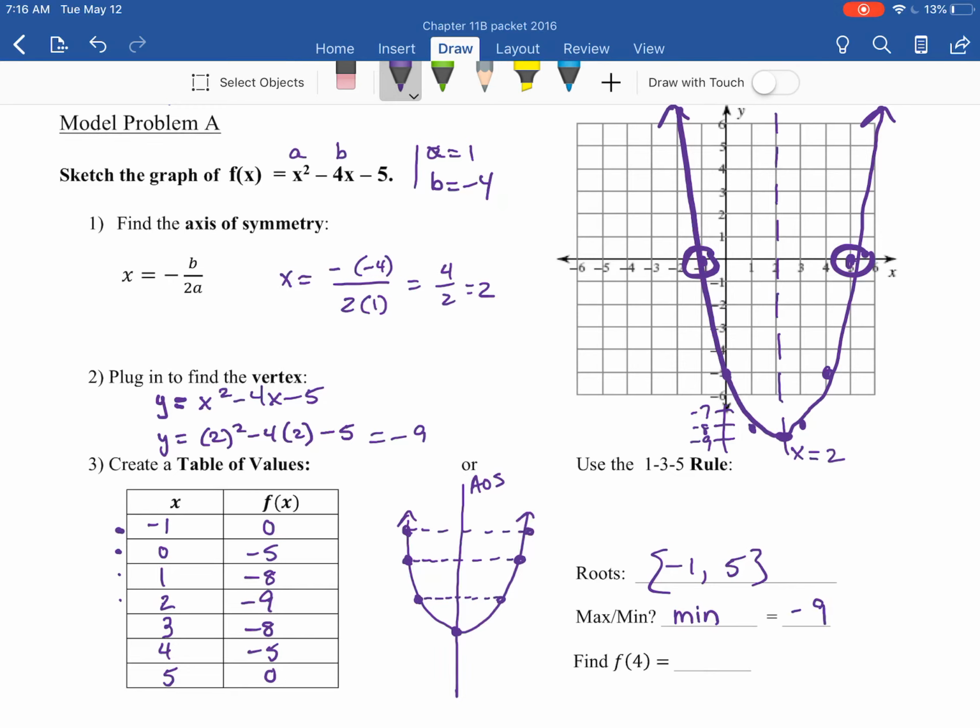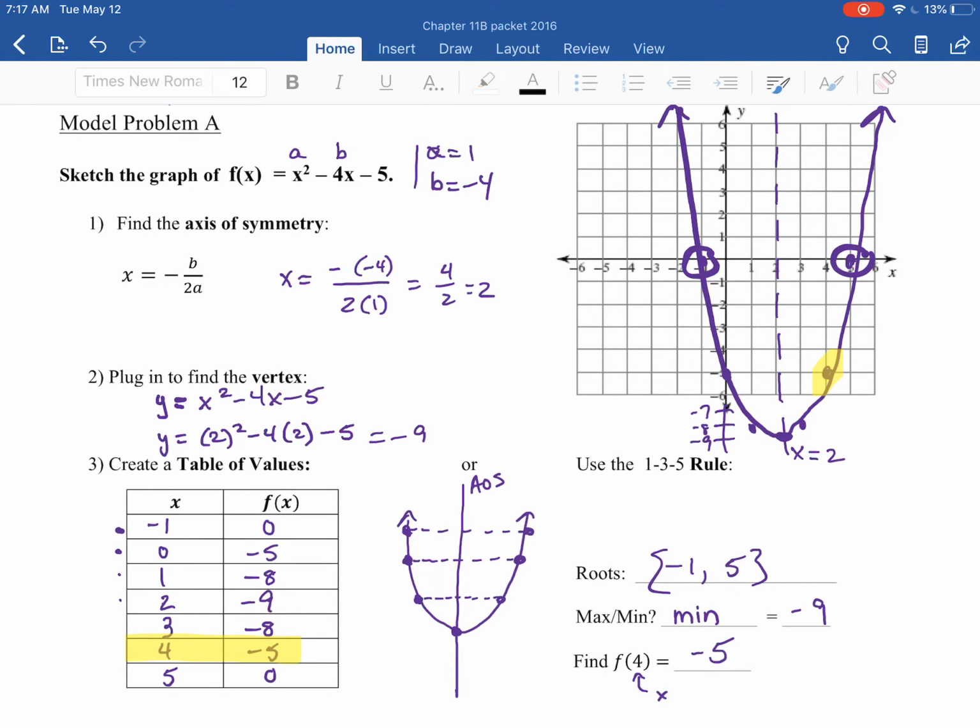Now find f of 4. Do you remember what that means? Well, that means that x equals 4, and what's the y? So if x equals 4, just looking at my table or my graph, y is -5, that point is also here. Okay, so f of 4 is -5. That's a little bit of old school for you. Okay, and that's basic graphing.